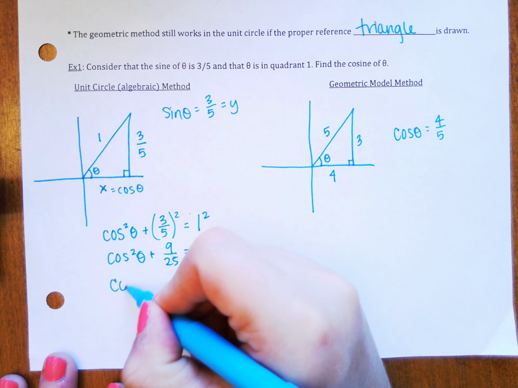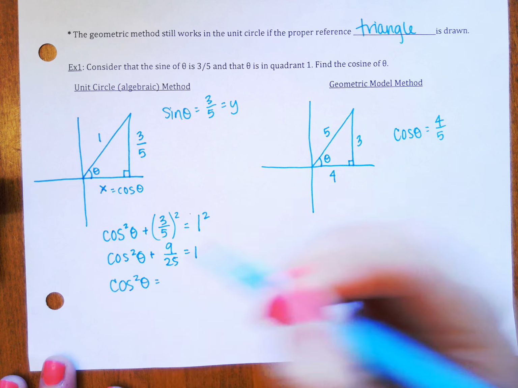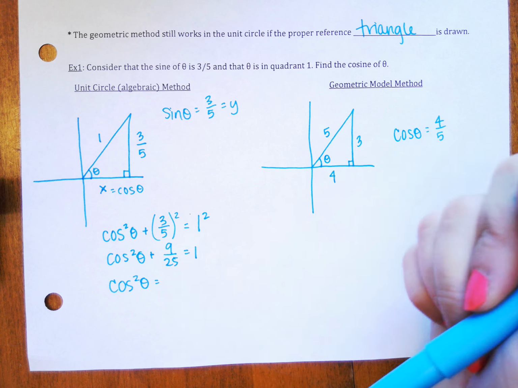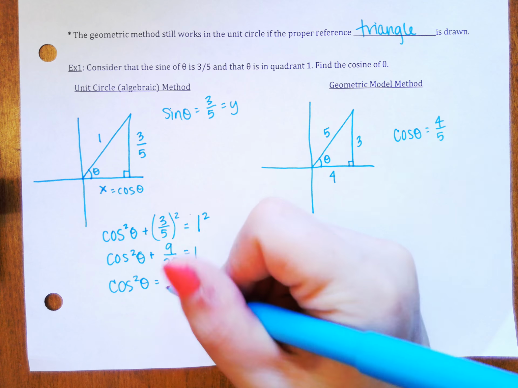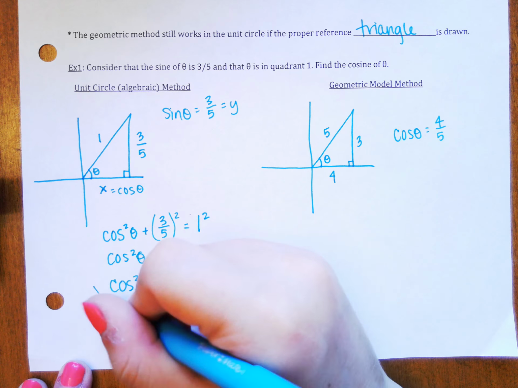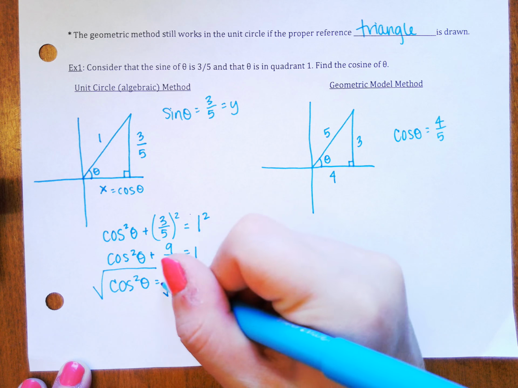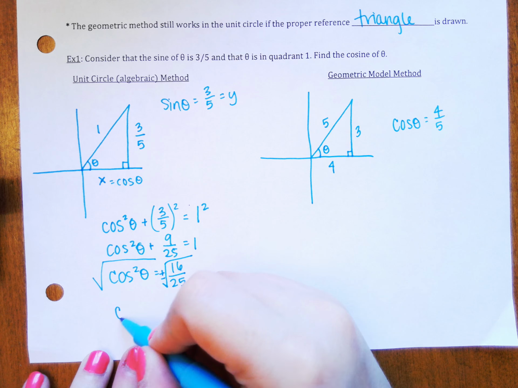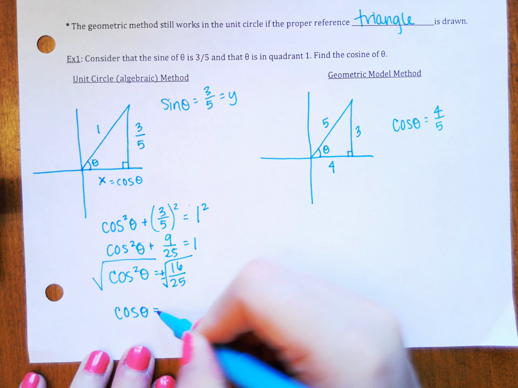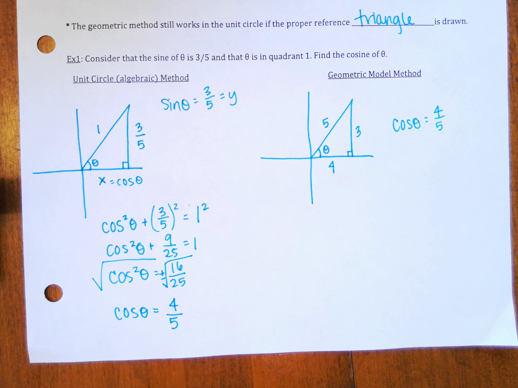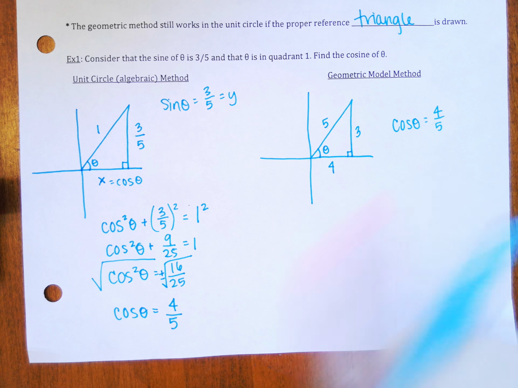I'll subtract 9 over 25 from both sides, so 25 over 25 minus 9 over 25 is going to be 16 over 25. And then I take the square root. Don't forget that we have plus or minus. We are in quadrant 1, so we're going to take the positive version of this. We get the square root of 16 is 4 and the square root of 25 is 5. So we still get the same answer.